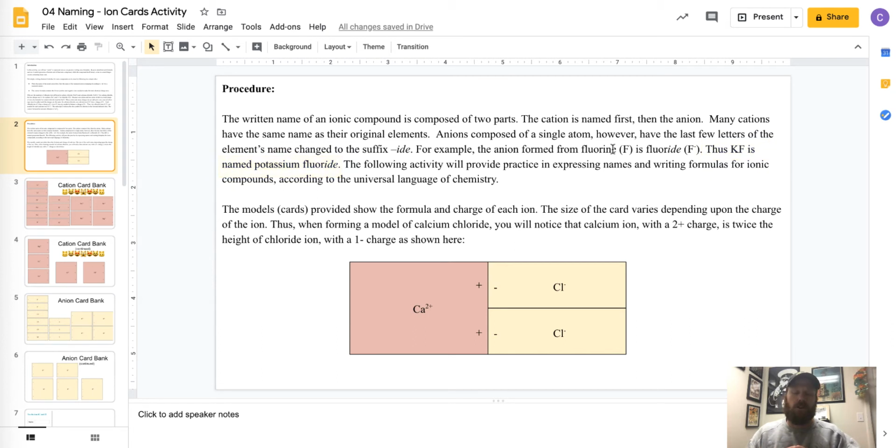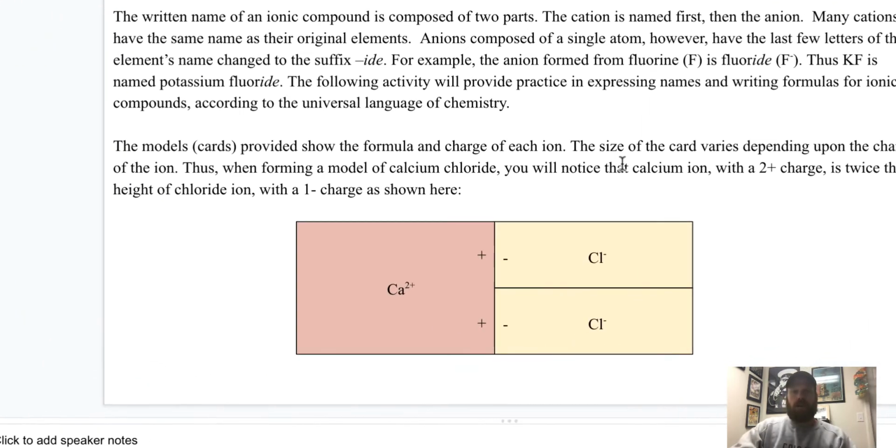We are also going to practice developing the formulas for ionic compounds. This is where the cards are going to help us. The size of the card depends on the size of the charge on each ion. So if you look at my example for calcium chloride here, calcium has a +2 charge. The chlorines only have a -1 charge. So the card for calcium is twice as tall as the cards for the chloride ion.